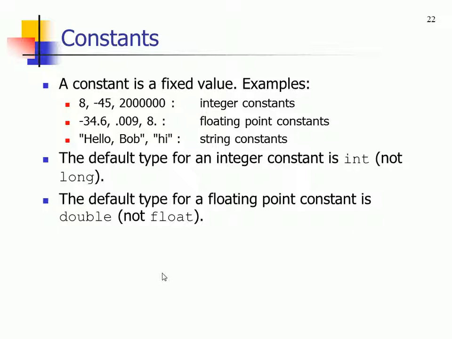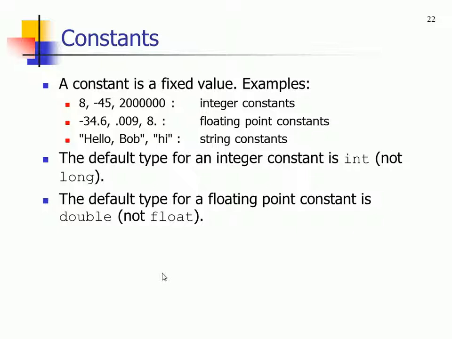Floating point constants, we have 34.6, 0.009, and so on. String constants: Hello, Bob, Hi. Again, those are strings. We assign a value, and they're never going to change unless we change them. But the word hello is the word hello from now until whenever. It's in the dictionary.